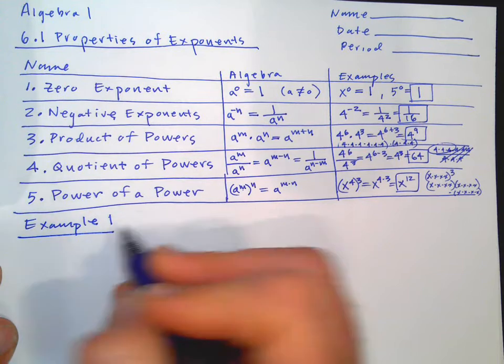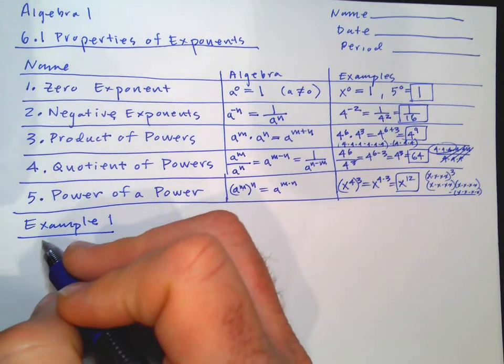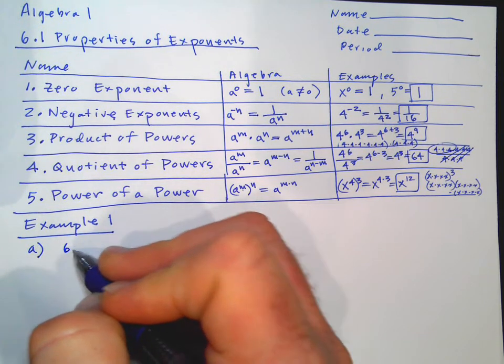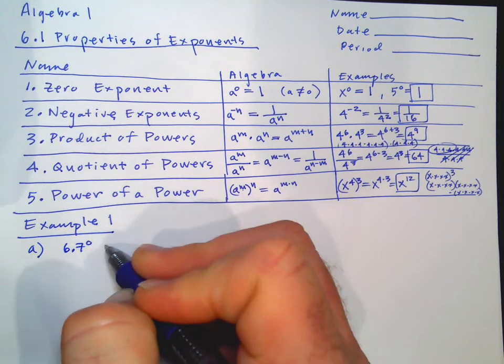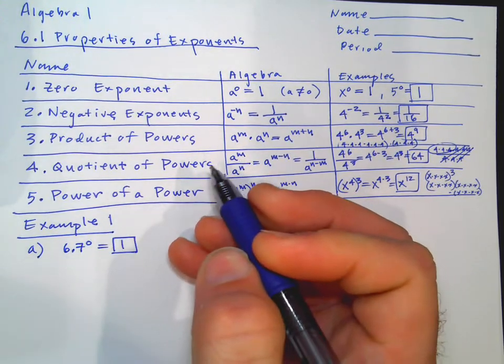So example 1, A, let's say 6.7 to the 0th power. Well, it doesn't matter what you raise to the 0th power, it's going to be 1.